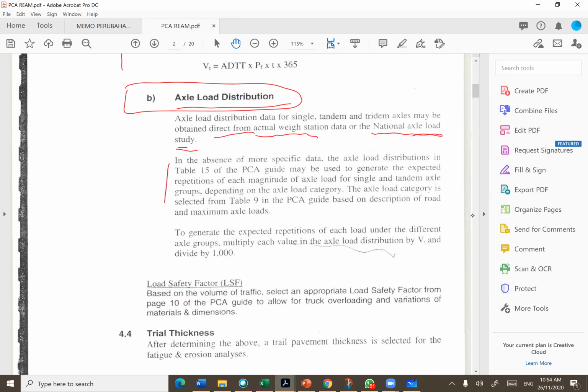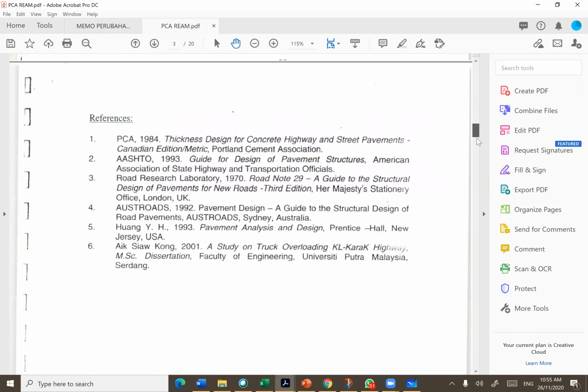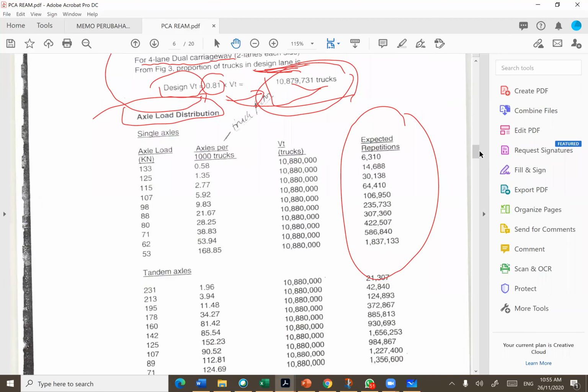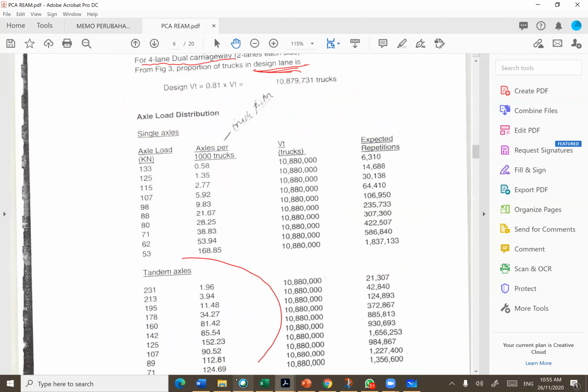In the absence of more specific data, the axle load distribution in table 15 of the PCA guide may be used to generate the expected repetition of each magnitude of axle load for single and tandem axle groups, depending on the axle load category. The axle load category is selected from table 9 in the PCA guide. So what I'm trying to say is this value you need to get from the axle load study.